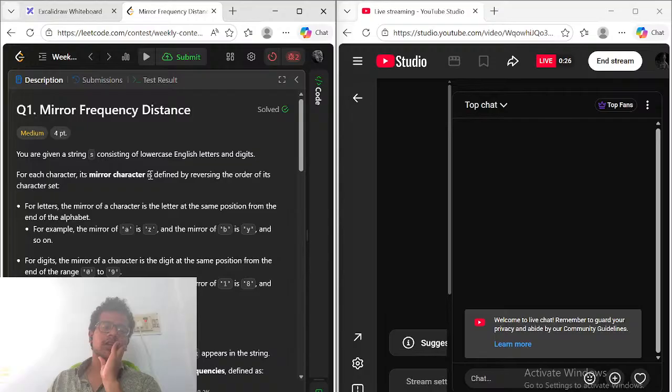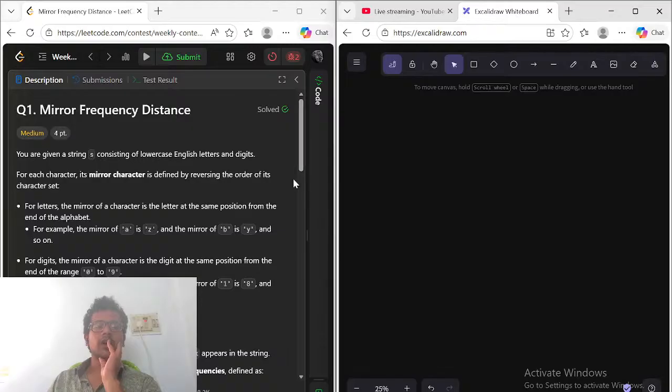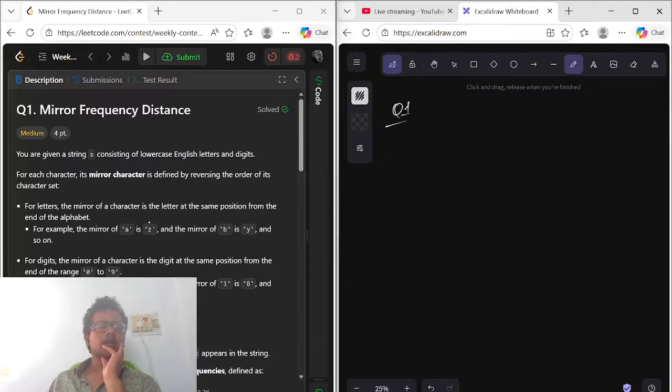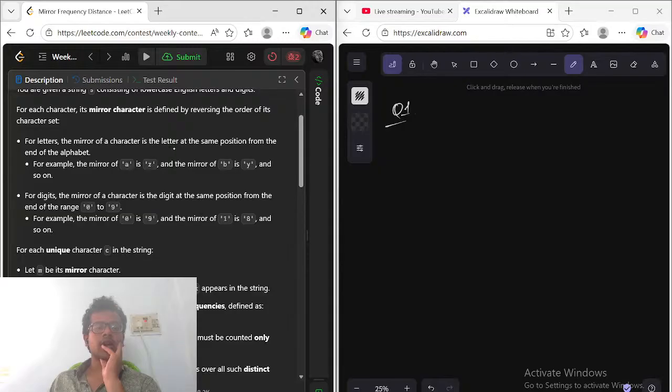You are given a string S consisting of lowercase English letters and also digits. For each character, its mirror character is defined by reversing the order of its character set. So for A, it is Z. For B, it is Y. For C, it is X. This is for English letters.